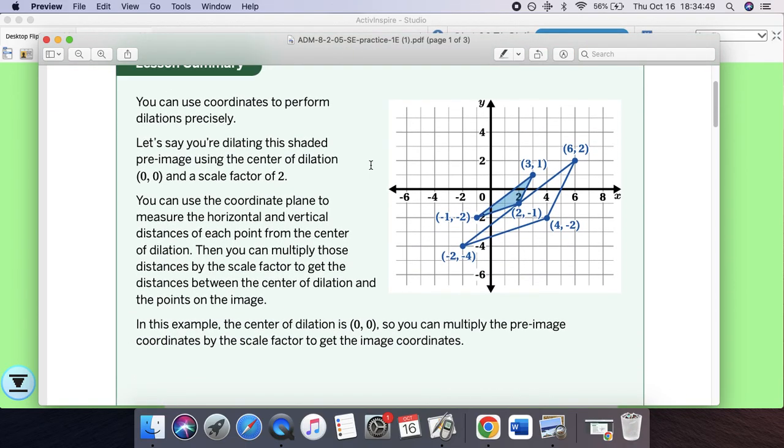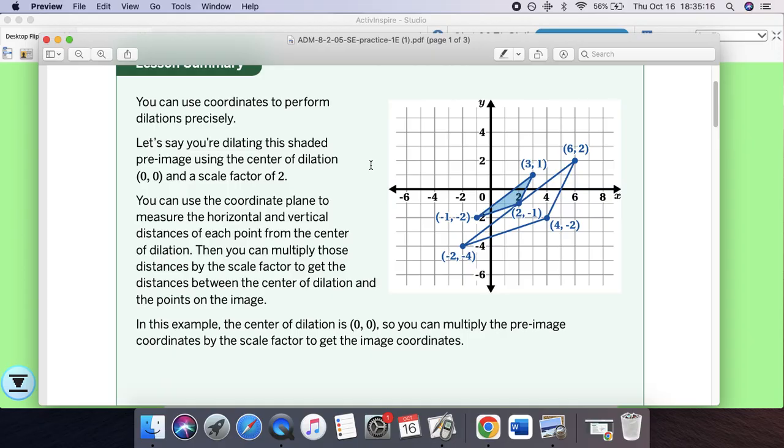So we're dilating, okay? What's really important in dilation is that what gets scaled up or down is the distance you are from the center. So it's really important for you to know where the center is, okay? If the center is 0, 0, life is beautiful, because all you gotta do is multiply the scale factor by the points, the x and y coordinates, and done.